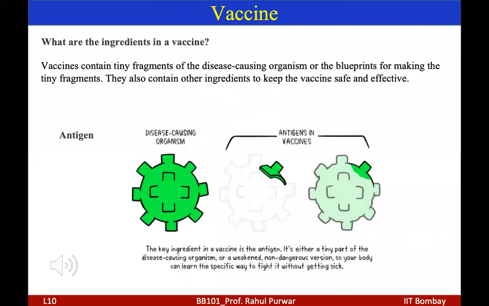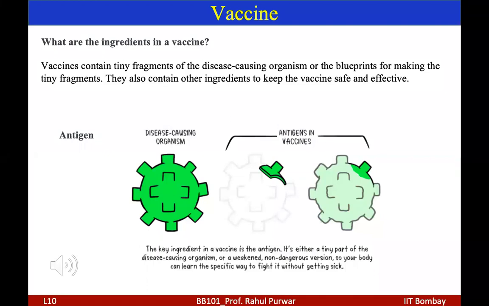Having given you a very brief, superficial overview of the immune system, we are not going into depth. Now I just want to give you a brief idea about how vaccines work and what is in them. Many times you wonder what vaccines contain. Basically, vaccines contain tiny fragments of the disease-causing organism. So, for example, either an attenuated form of the COVID virus, right? The killed virus, right? Or they can have certain blueprints for making the tiny fragment.